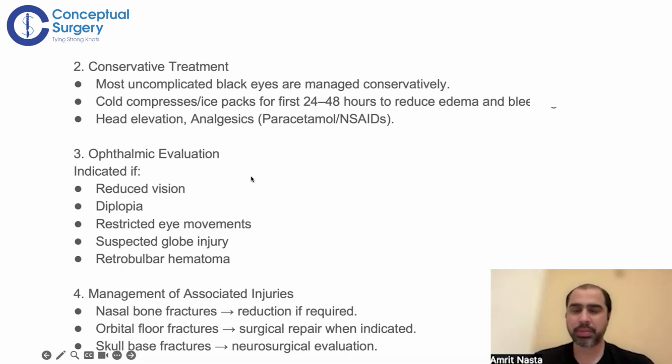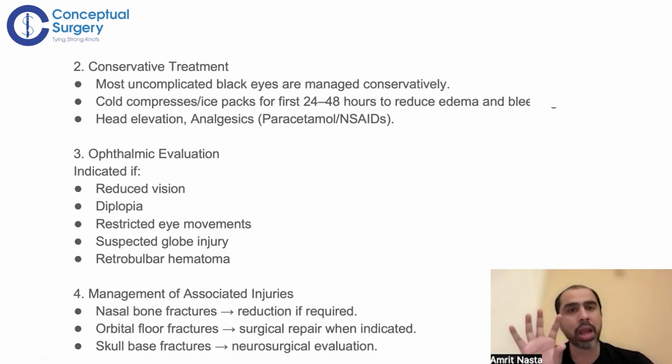So you give cold compression, you give analgesia, you can give head elevation. You may require an ophthalmology evaluation if the person is having visual problems like diplopia, or eyeball movements are affected, or you are suspecting a retrobulbar hematoma. And if CT showed some other fractures, they may require management. Right, especially if it's a base of skull fracture like a cribriform plate of ethmoid and the person is having CSF leak from the nose, he may require a neurosurgical consult. So not all fractures and injuries may require surgery, but usually the black eye alone or the orbital ecchymosis alone will be managed conservatively.